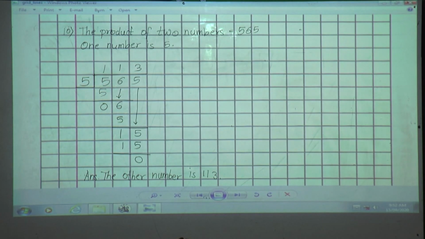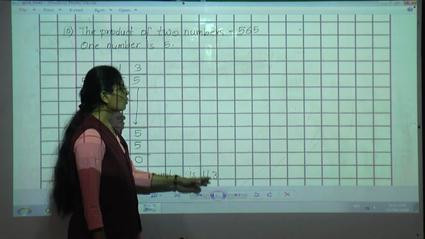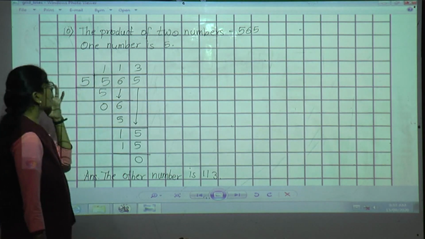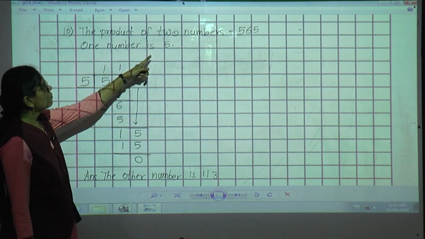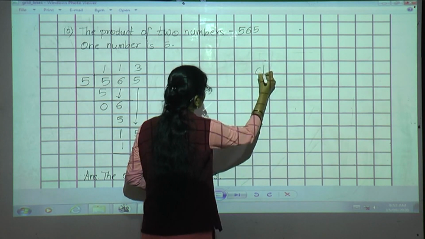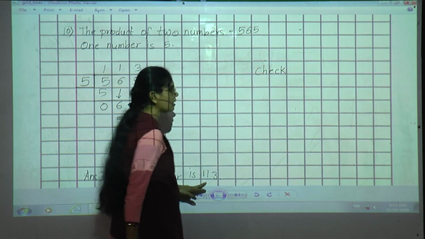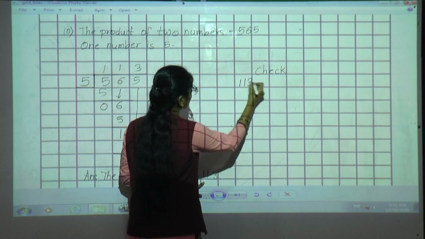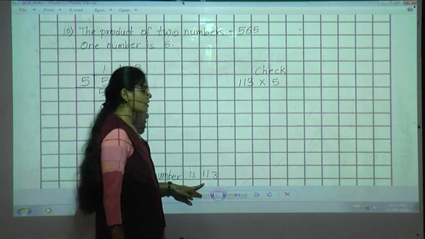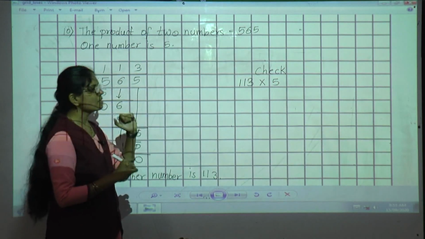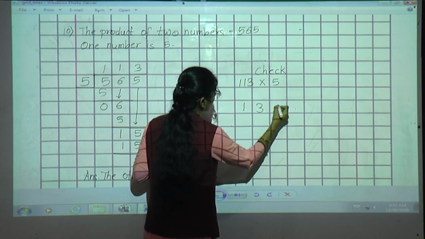See, what was the question? The product of two numbers is equal to 565. Let us check our answer whether it is correct or not. What had they given us? The product of two numbers is 565, and out of those two numbers, the first one is 5 and the other number we got here is 113. So let us check the answer. How will you check? By multiplication. Now the other number we got here is 113 and the first number was 5. When we do this multiplication, we should get the answer 565.